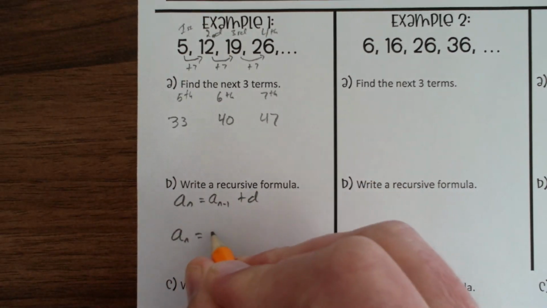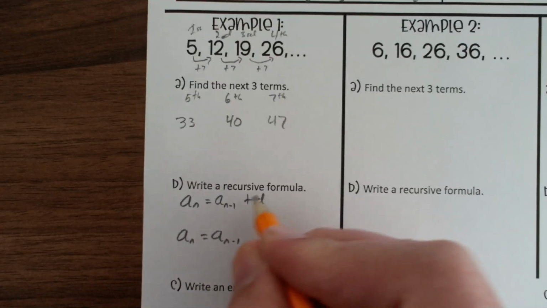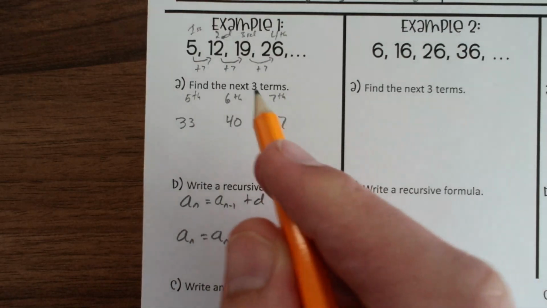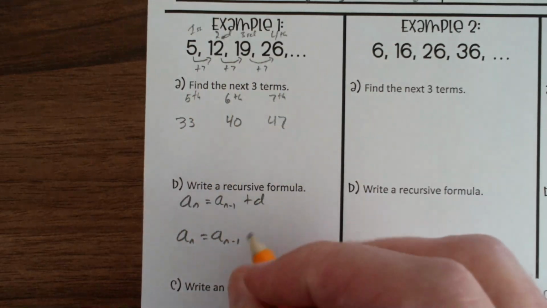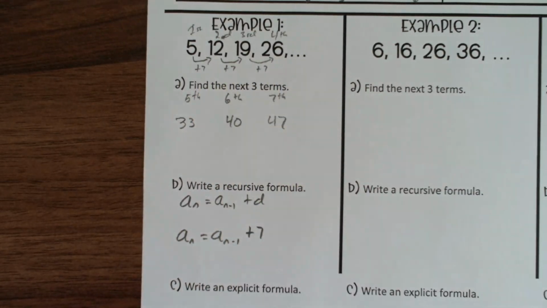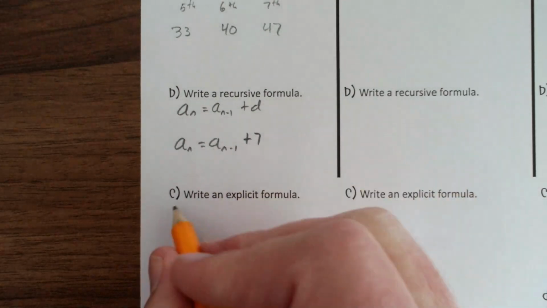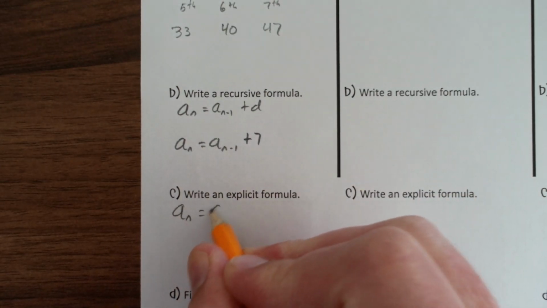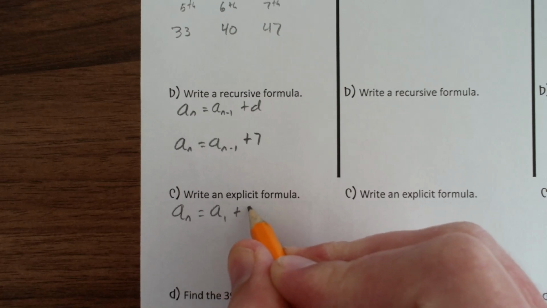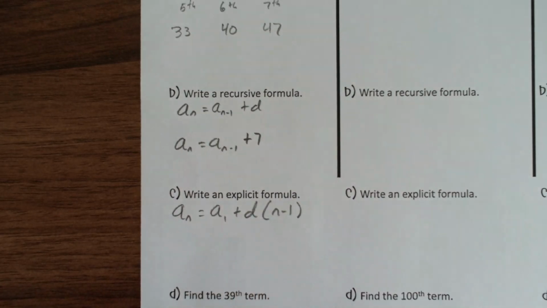This a_n and this a_(n-1) won't change at all. But what will change is d right here, which is the common difference, how much it's changing by, and it's changing by 7 each time. The explicit formula, I'll write out the normal version first. It's a_n equals a_1 plus d, and then (n minus 1).